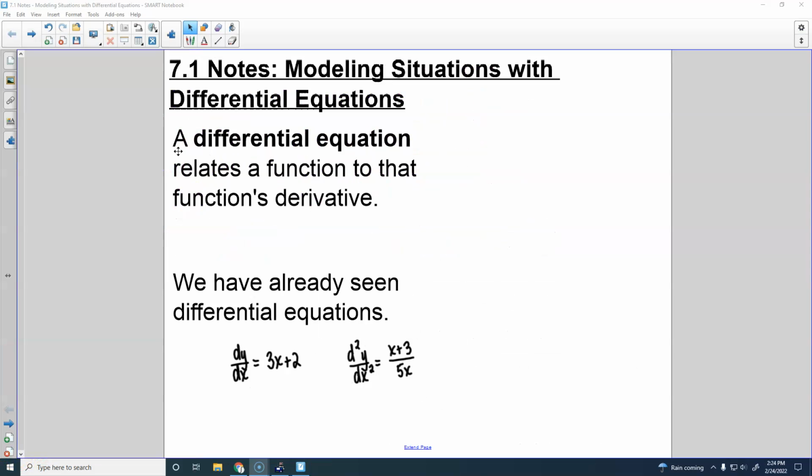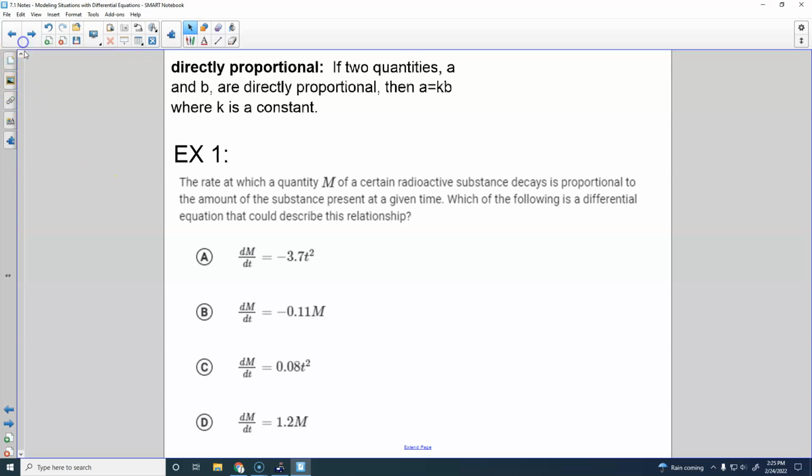So we have already seen differential equations in a way whenever we see things written like dy over dx equals 3x plus 2. That is a differential equation. It is a super simple differential equation, as we'll see when we start solving them. And then this is a second derivative, which we have not really worked with, but that is also a differential equation. So what we're going to look at first is taking all of these words and seeing which one of these could represent that relationship.